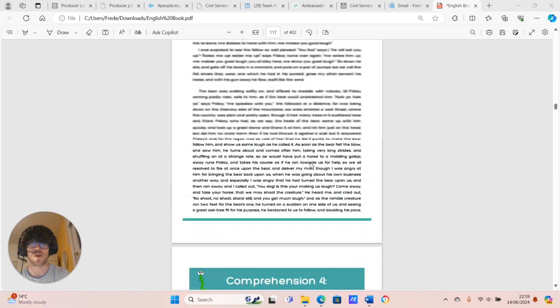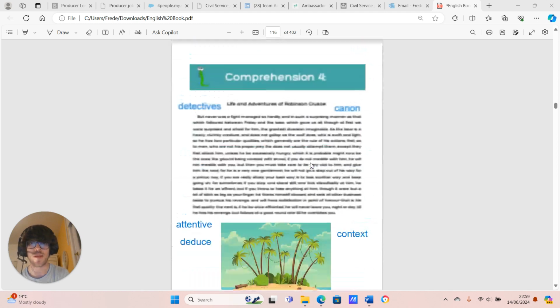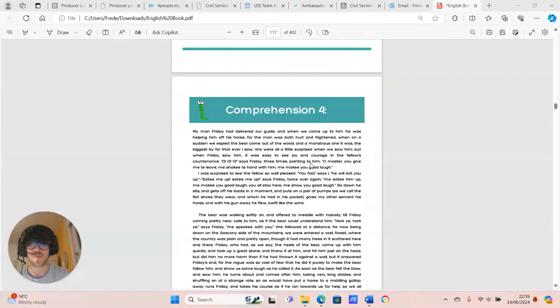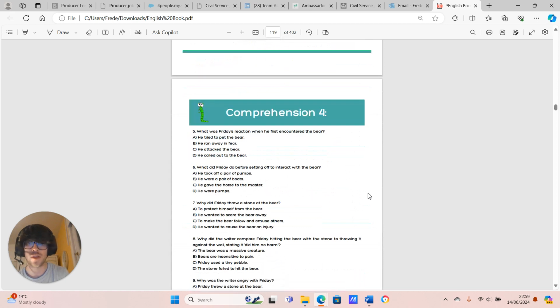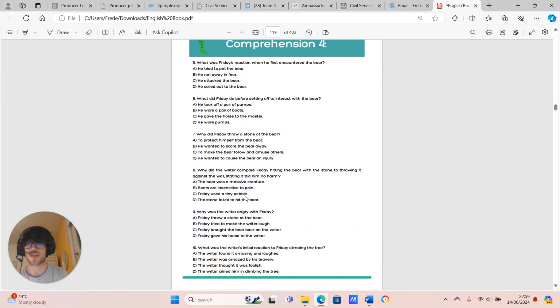What did Friday do before setting off to interact with the bear? Now, let's have a look. So he's going to go off to interact with the bear. Where is he? Here we go. Okay. You'll see it. So down he sits, gets off his boots in a moment, puts on a pair of pumps. There it is. That's what he does. Question 6. He wore pumps. He put some pumps on. Right. Has to be D.